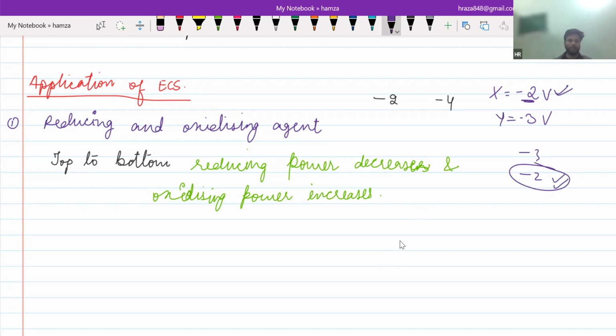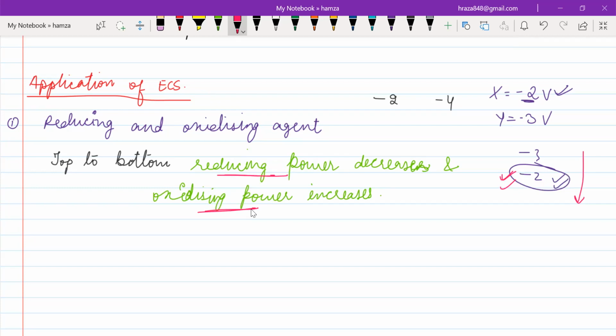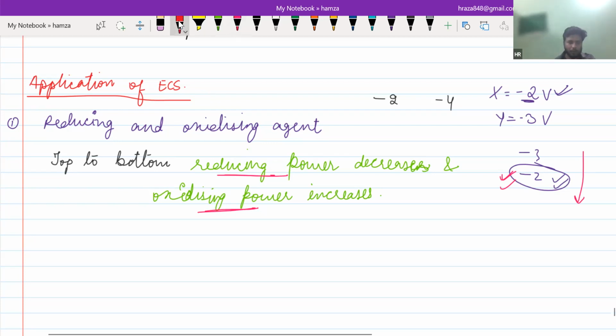Sneha and Nafisa, don't be confused. There is always confusion among students. When we are moving down the group, the value increases, and if the value increases, that means reducing power decreases and oxidizing power increases. Are you getting my point, Sneha, Nafisa? Yes, sir. I'll give you a lot of questions, it will be clear. If E naught R value increases, then oxidizing power increases and reducing power decreases.